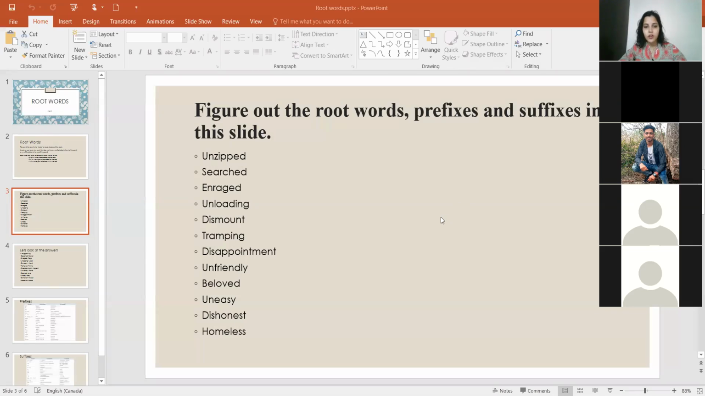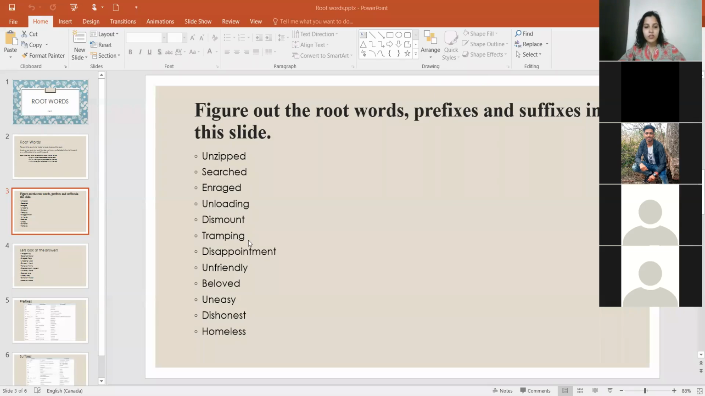Yes, a lot of you are responding and you are correct. Un is the prefix, load would be the root word, and ing is the suffix. Very true. So moving on to dismount. Yes, Tamanna, you are right. Dis is the prefix and mount is the root word. Yes, Vishal, you are right as well. Yuvika, Ajijit, all of you replied correctly.